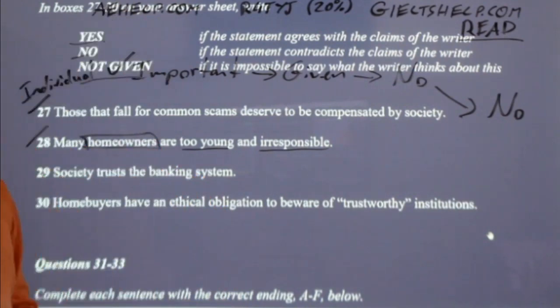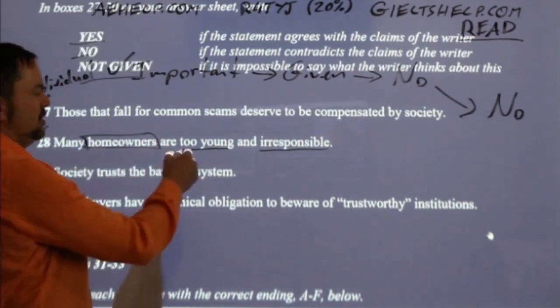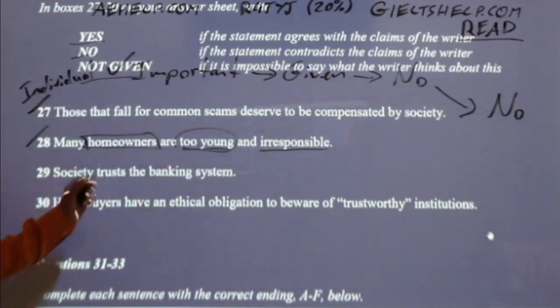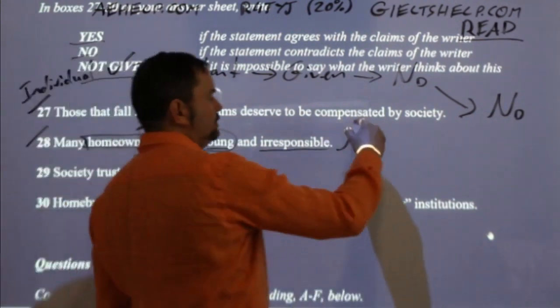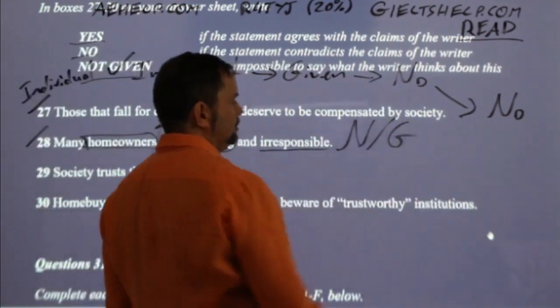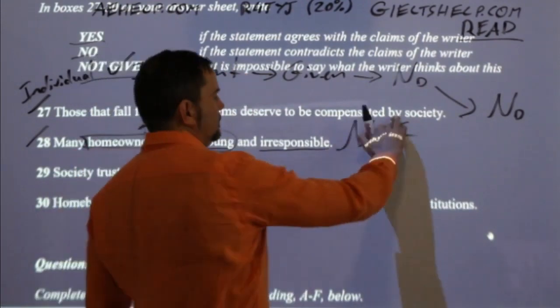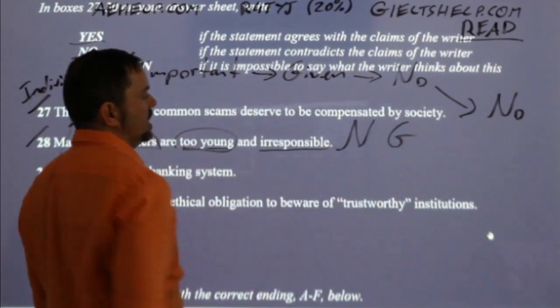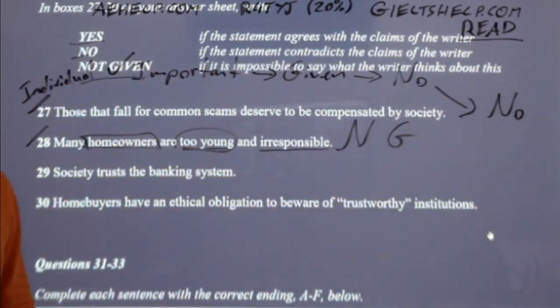Yeah, so a lot of you are saying, no, that's not important. We don't need to know the age of the home buyer. It doesn't matter, so it's not given. So NG, not given. You don't even need the slash. NG, not given. Absolutely. Yeah, we don't need the age. Okay. All right, now number 29.